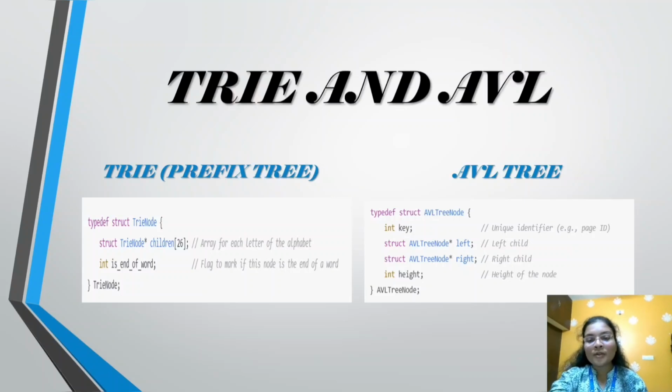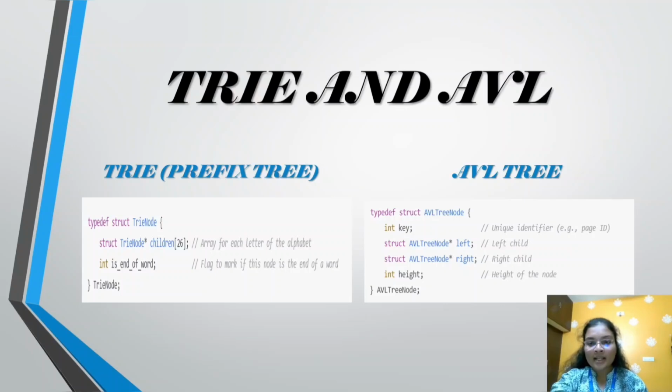Then we move on to the AVL tree. An AVL tree is a self-balancing binary search tree. The key property of an AVL tree is that for every node, the difference between the heights of its left and right subtrees is at most 1. And here we also use some variables, like key. This is the unique identifier for each node. In this case, it's used to represent a page ID.